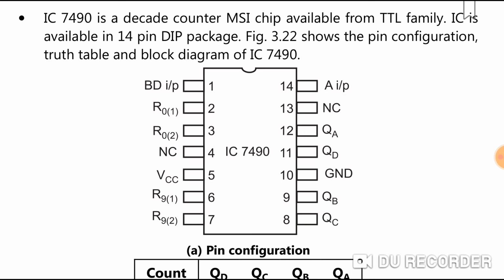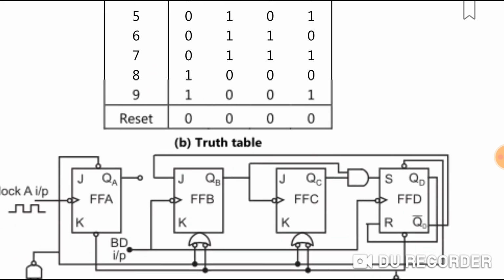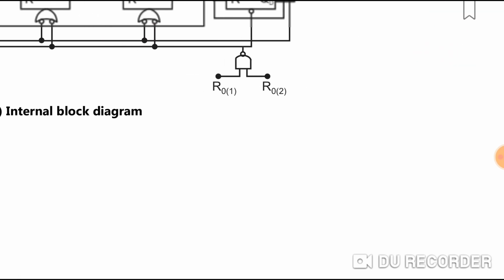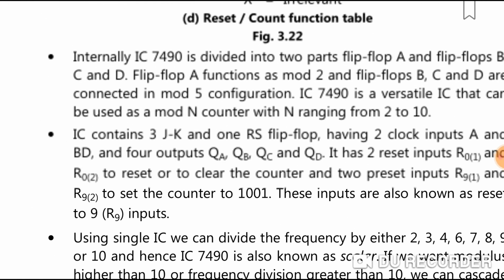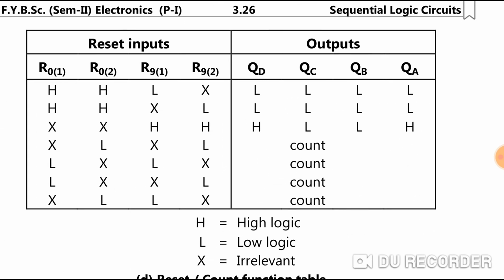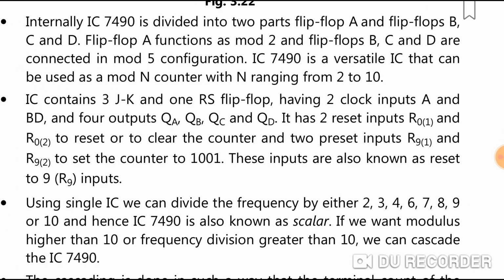It shows the pin diagram, truth table and block diagram of IC 7490. This is the pin diagram. This is the truth table. And this is the internal block diagram of IC 7490. So this is a reset input, then the counts. Internally, IC 7490 is divided into two parts, flip-flop A and flip-flops B, C and D. Flip-flop A functions as a mod 2 and flip-flops B, C, D are connected in a mod 5 configuration.